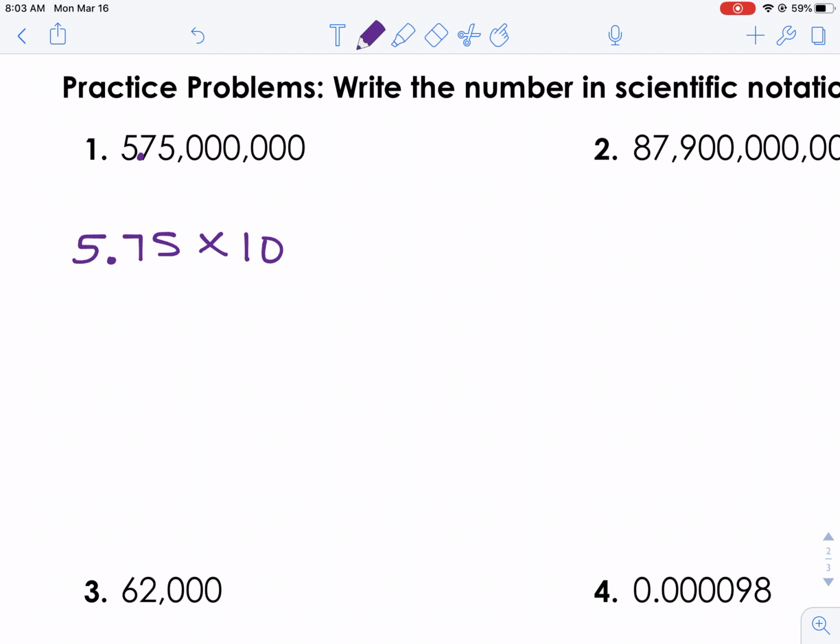To find that something, we think about where our decimal was, which is at the end of the problem. And we would need to move it to where we know it needs to belong, the 5.75. So our decimal would have to move 1, 2, 3, 4, 5, 6, 7, 8 times. And it's going to be a positive 8 because this is a large number. Again, positive exponents are going to indicate larger numbers.